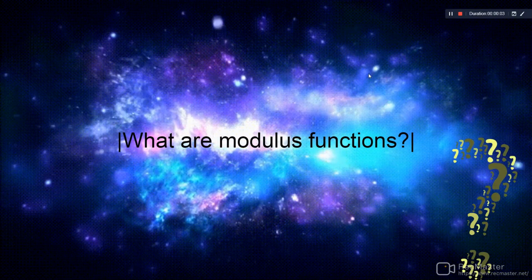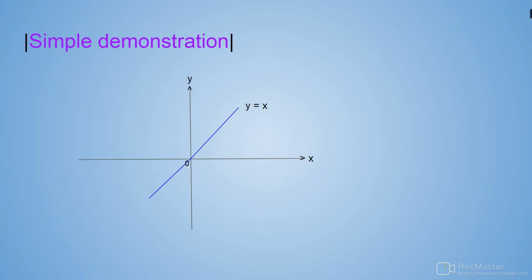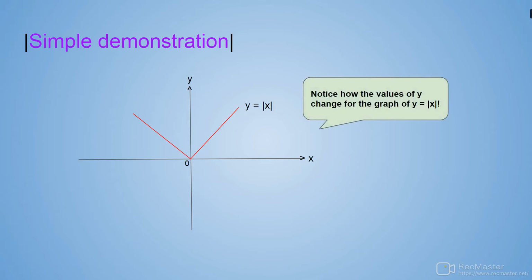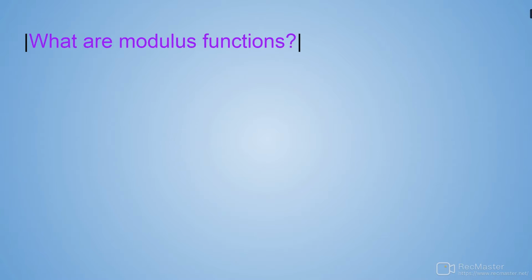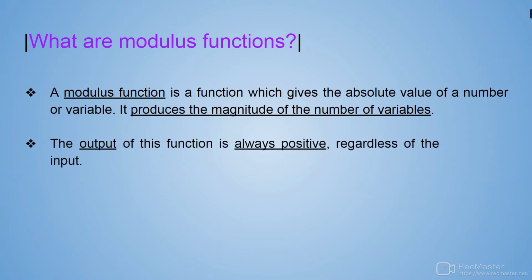You might be wondering now, what are modulus functions? Here's a quick example. The blue graph is y equals x, and the red graph here is y equals mod of x. Note how it overlaps the blue graph when x is more than 0, but becomes its reflection in the x-axis when x is less than 0. Modulus functions, also known as absolute value functions, are functions that output the absolute value or magnitude of a number or variable. The output will be positive, no matter what input has been given to the function.